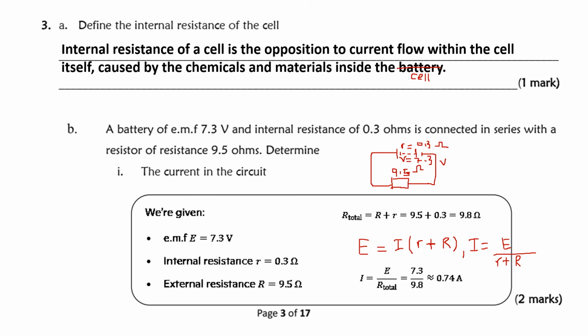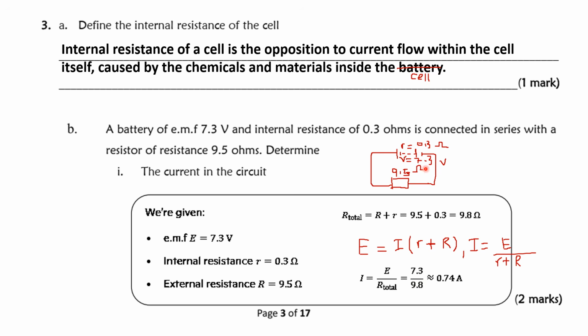That's what is happening here. So our E is 7.3. Our total resistance is 9.8. Dividing the two will give us 0.74 ampere. So current is 0.74, the current flowing through this circuit when the circuit is closed.